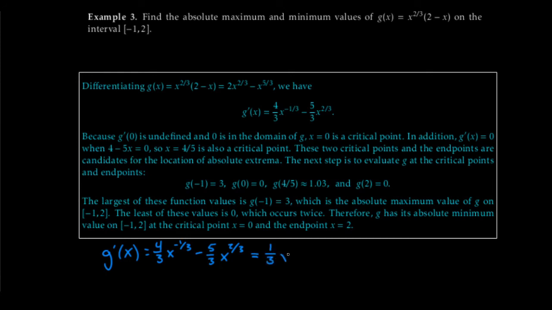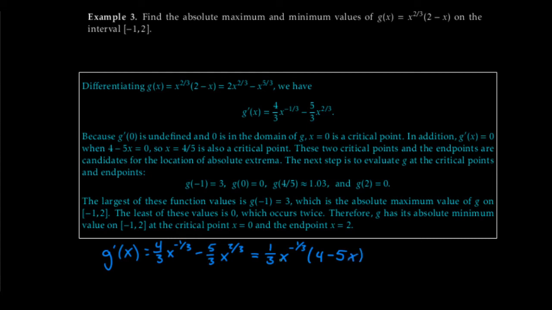1/3 times x to the minus 1/3. All right, this just leaves us with 4 minus 5, and when I take x to the 2/3 divided by x to the negative 1/3, that's the same as taking x to the 2/3 times x to the 1/3, which is just x.